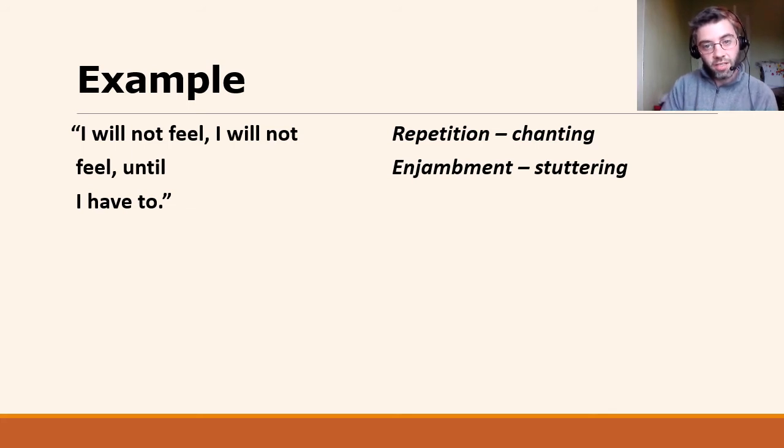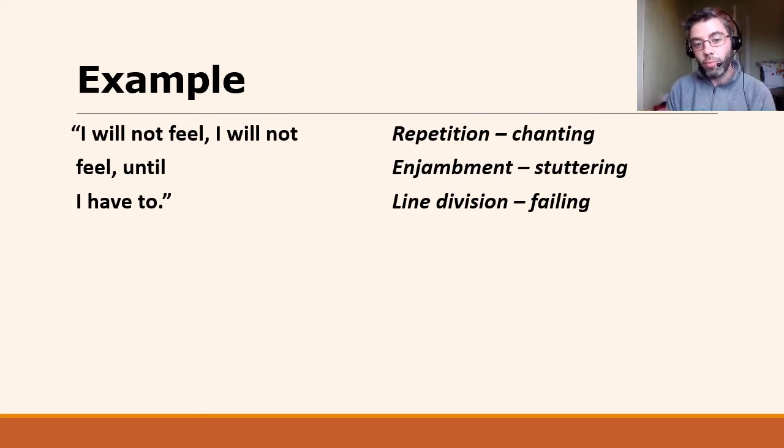The way it's been written makes it seem like the person who's speaking and chanting this mantra to themselves is also stuttering over the words as they're going through it, which suggests something about their mental state. It suggests that they're really struggling to cope, that this "I will not feel" isn't really working. And then you get the line division of "I have to" at the very end, given a line on its own. That puts the emphasis on that as an admission, which tells you that this attempt to stay in control is failing. So three techniques there.